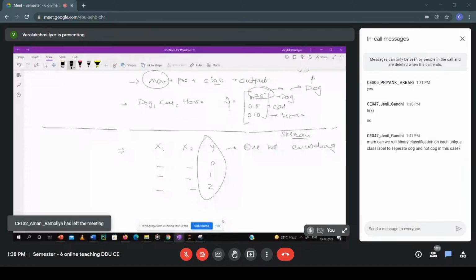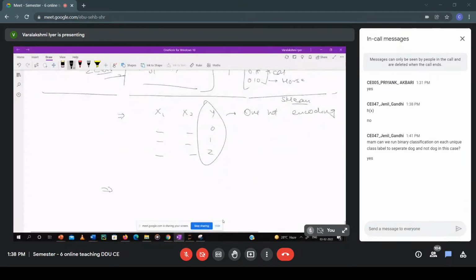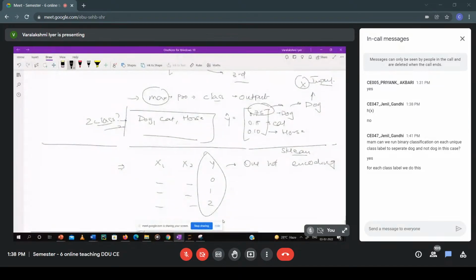So you want to convert this into two class classification, that is what you are saying? Yes. Okay. Then you need to... fine, but I'm not aware of this. But what is happening at this particular point, if you see, is it is actually giving you output on the basis of three class classification. But I think in that case, for each class label we do this.